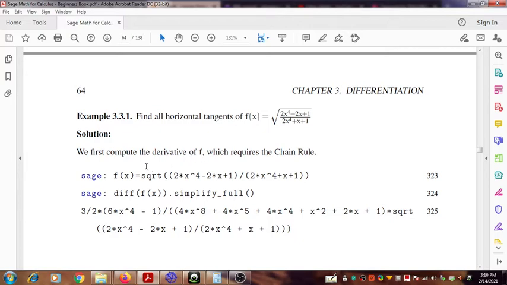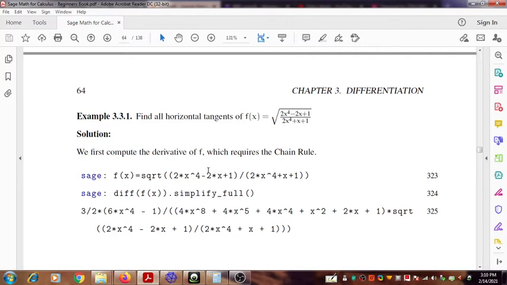We first compute the derivative of the given function. F is the given function. We first compute the derivative of the function. The chain rule is used to obtain the derivative, because it's a function of a function. You have to treat it as a function of a function, but the system will itself do those applications of the chain rule.